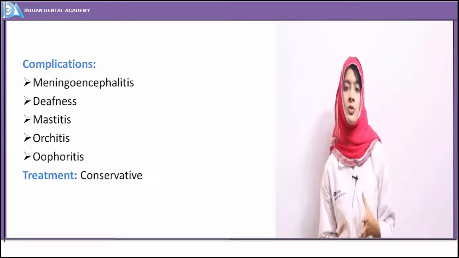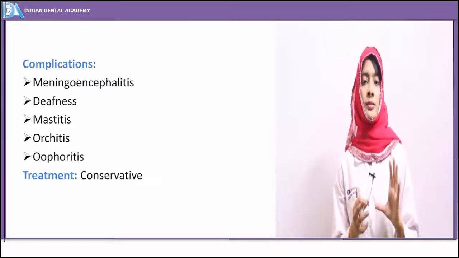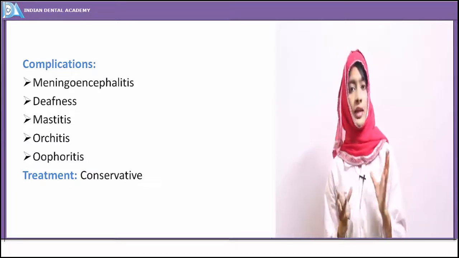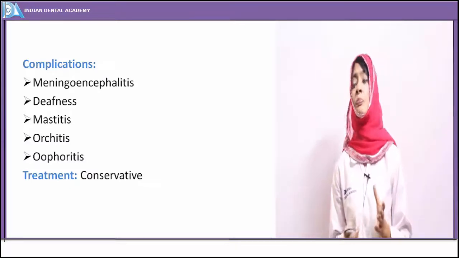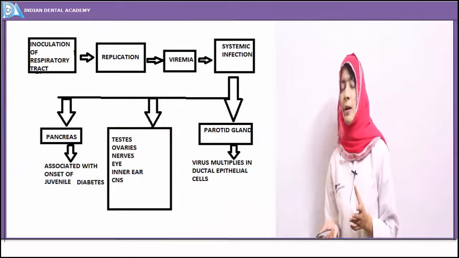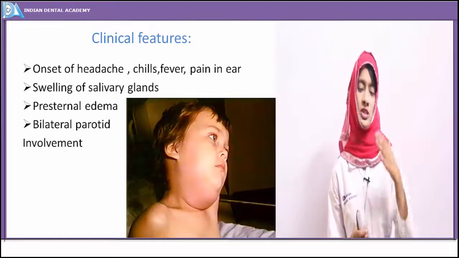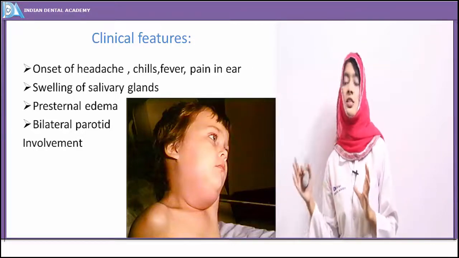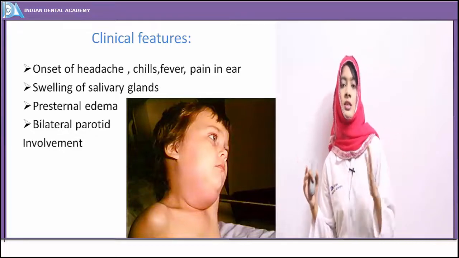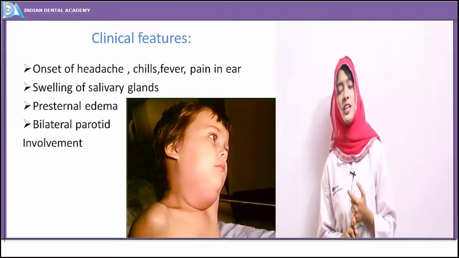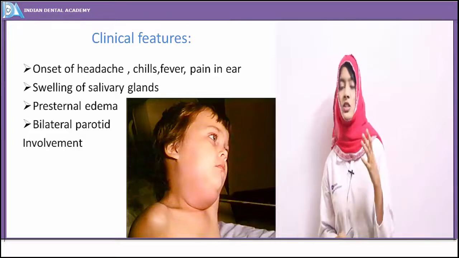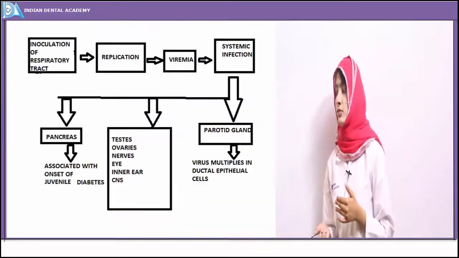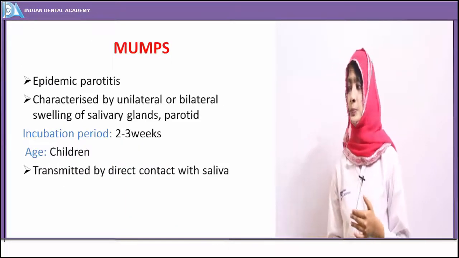Treatment is just conservative treatment. So the pain in swallowing or pain in ear has to be relieved conservatively, and the swelling has to be treated conservatively. Mumps infection you have to differentiate from a lot of other infections, as a lot of the clinical presentation of mumps is similar to other diseases like chronic non-specific sialadenitis. So you have to correlate the clinical symptoms along with the isolation of the virus, that is the paramyxovirus.